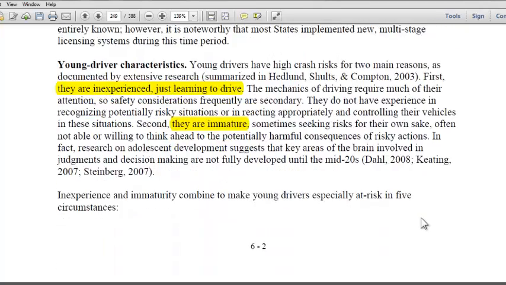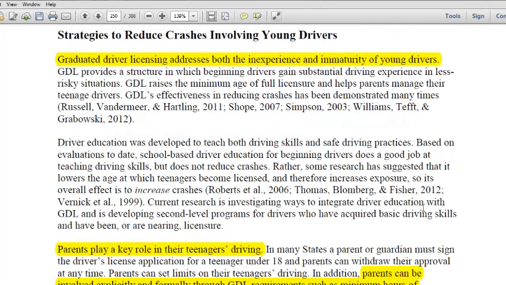So let's just look at this section here. This talks about young driver characteristics, and I highlighted a couple things here that we might really want to draw our attention to. We know that young drivers are inexperienced because they're just learning to drive, and that they're also immature. So whatever we choose for a program, we probably want to consider something that's going to address these characteristics. Here, under the strategy section, you see that graduated driver's licensing addresses both inexperience and immaturity of young drivers. So it's good that Colorado already has a graduated driver's license law. I think we need to think about strategies that we can use to support and enhance that law based on what we learned from Allie's video.